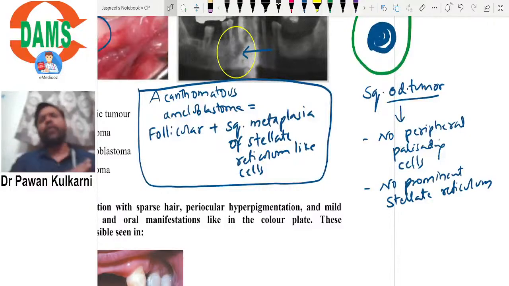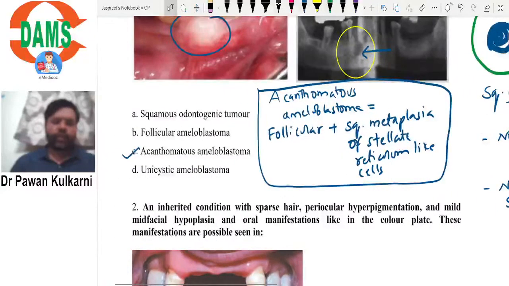So by this way, I can rule out SOT, squamous odontogenic tumor. How do I rule out follicular ameloblastoma? Because follicular ameloblastoma doesn't contain squamous metaplasia. Acanthomatous ameloblastoma means follicular ameloblastoma plus squamous metaplasia.